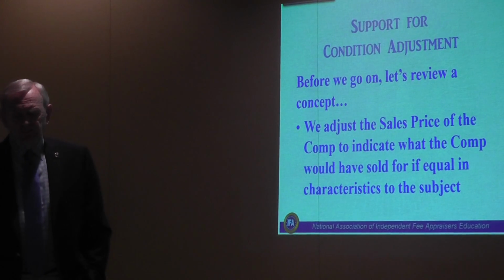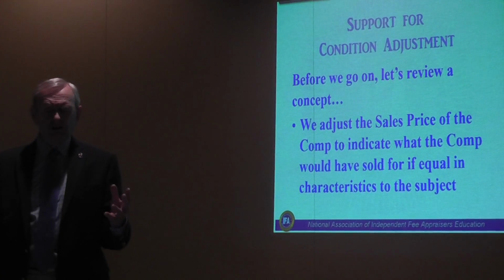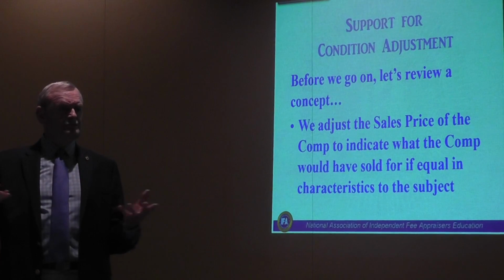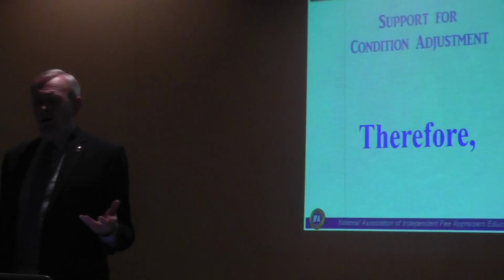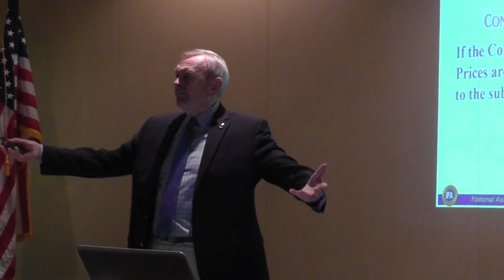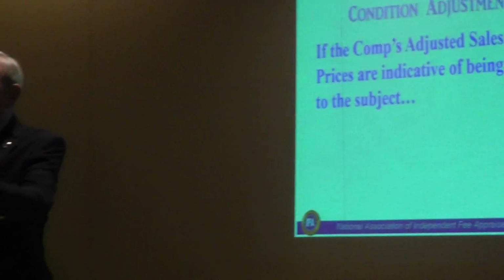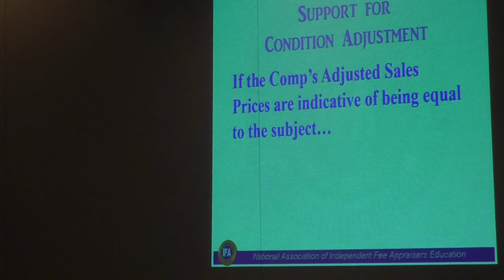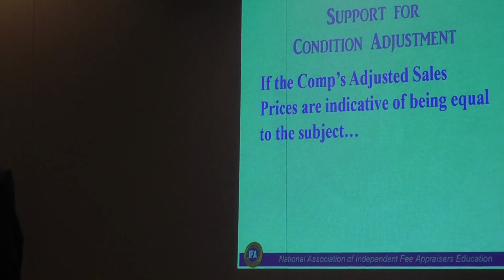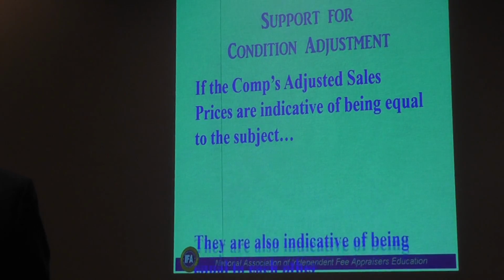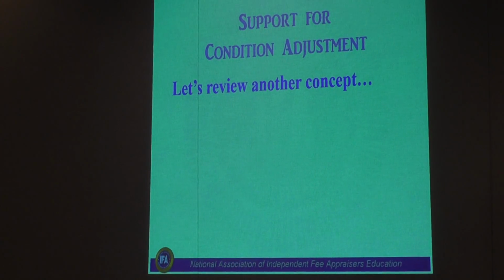The first concept to discuss is we adjust the sales price of the comp to indicate what it would have sold for if it was equal in characteristics to the subject, right? And if we adjust all of the comps, then all of the comps are going to be equal to each other as well. If they're all equal to the subject, they're equal to each other, aren't they? So 1, 2, and 3 are equal to each other for an indication of value, and so is 4, except it's missing that condition adjustment. So that's one concept. If they're equal to the subject, they're equal to each other.